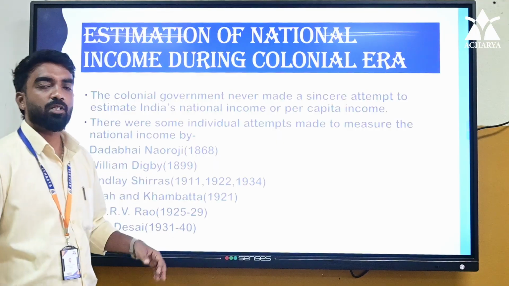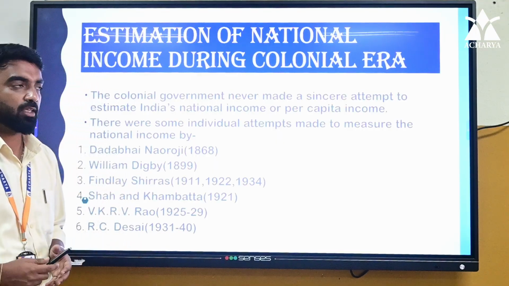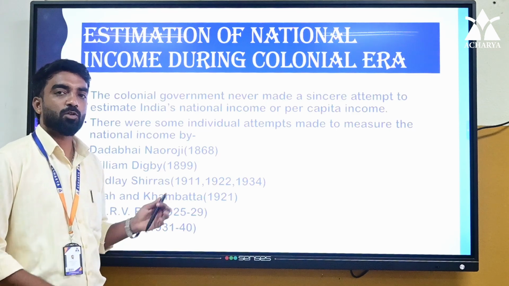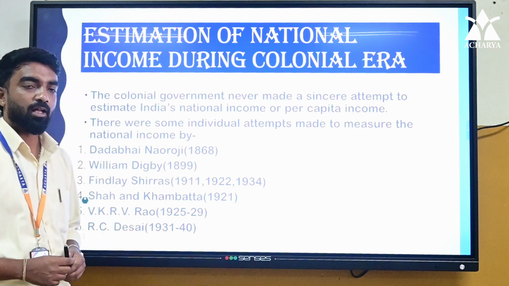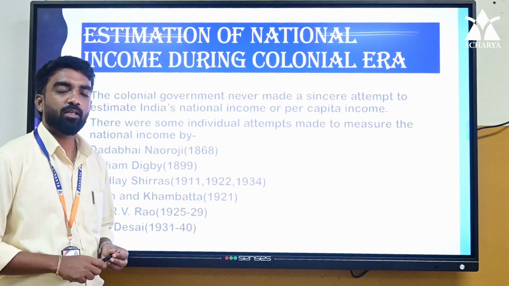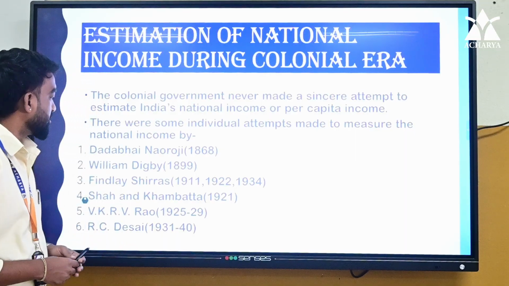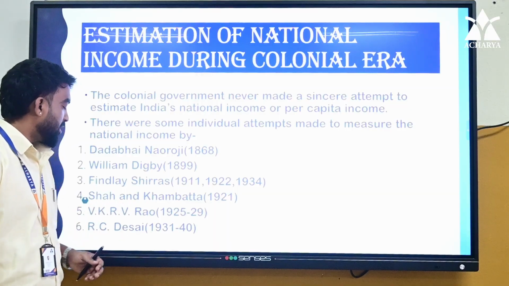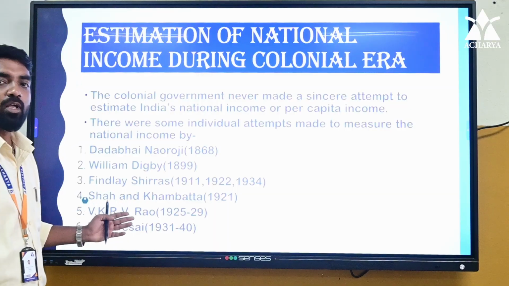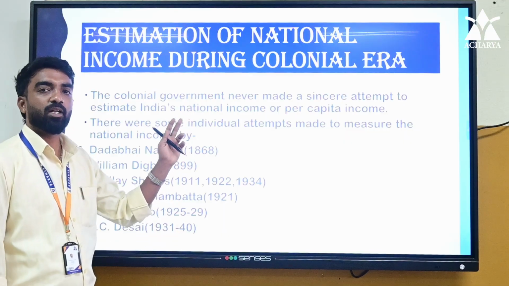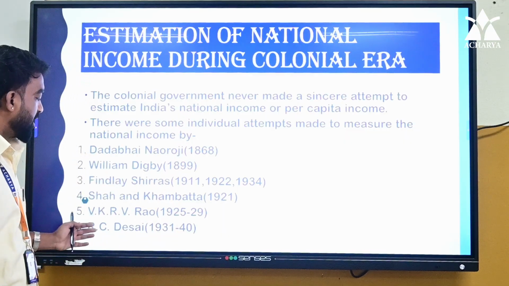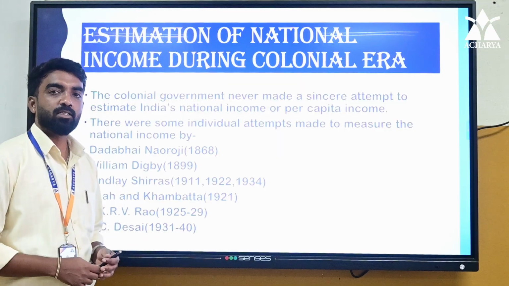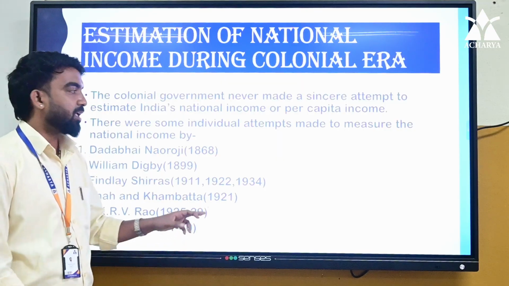There were a few individuals who made serious attempts to measure the national income. Dadabhai Naoroji was the prime among them. He is also called the Grand Old Man of India. He came up with the drain of wealth theory, which we will discuss later in our classes. And William Digby, a British officer, Findlay Shirras, Shah and Khambata, V.K.R.V. Rao, whose work is considered significant in calculating national income and per capita income, and R.C. Desai. These were the few who made sincere efforts to measure the Indian economy.